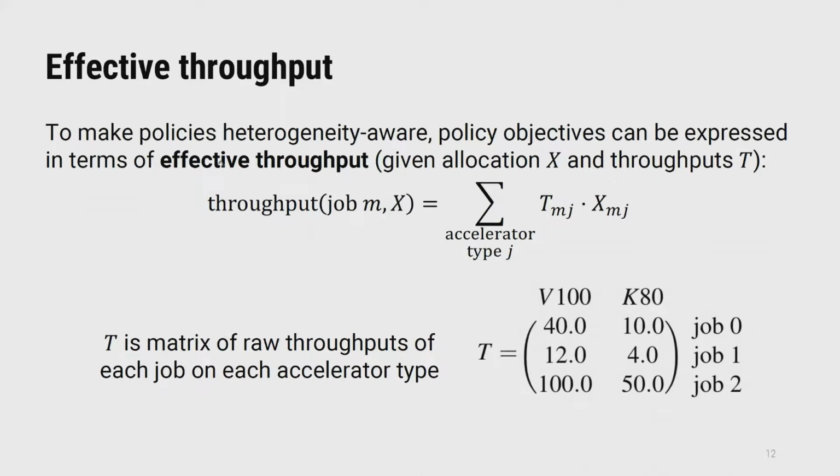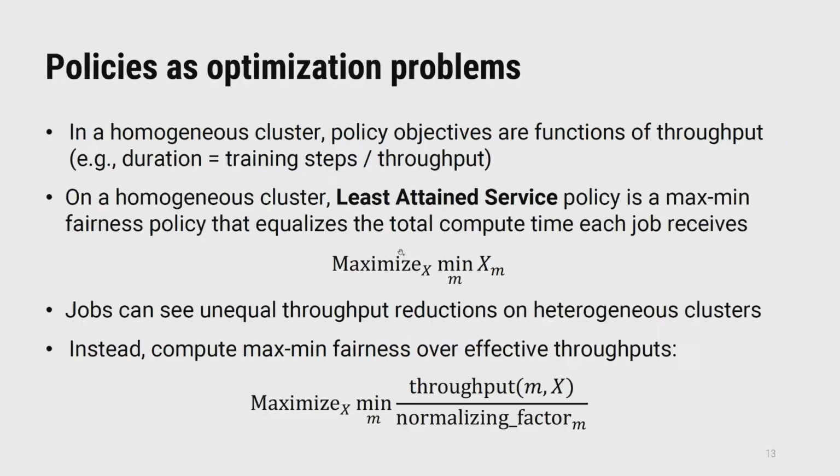And one of the objectives is the effective throughput. And for the throughput, again, you have to consider the throughput on different devices. So you have the allocation X, and you need to multiply it by, for each type of GPU device, the raw throughput T, which is another matrix that you have. Job 0's throughput is 40 on one GPU and 10 on another GPU and so on. So when you multiply each element, you have the throughput of job M based on this allocation X. And now you can optimize for that throughput.